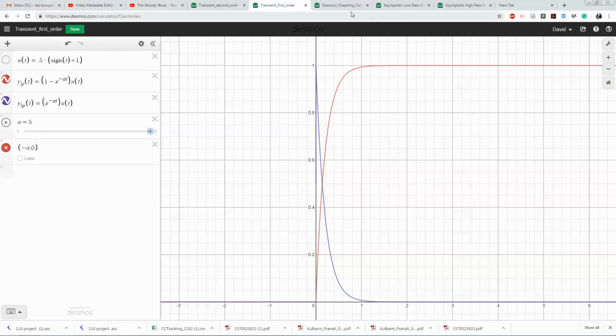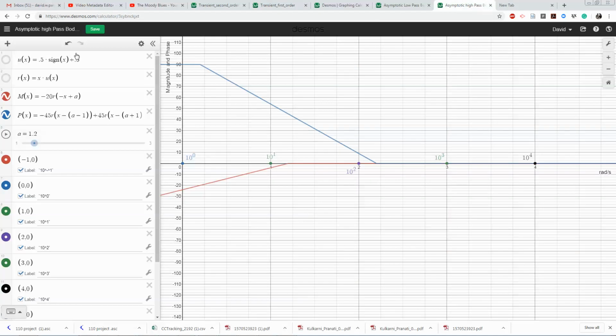Now let's look at the high pass. Magnitude in red, phase in blue. Now as omega naught gets smaller, or let's do larger, we get this straight line up, which acts like a differentiator. So as omega naught is getting bigger, it's acting more like a differentiator. As it's getting smaller, it's passing more and more of the frequency content.